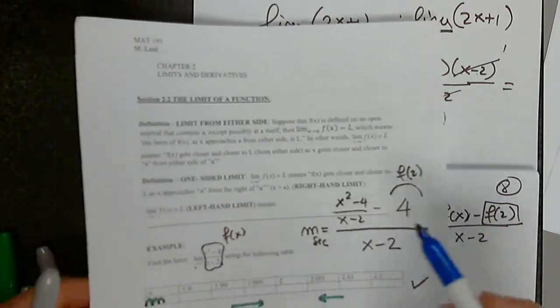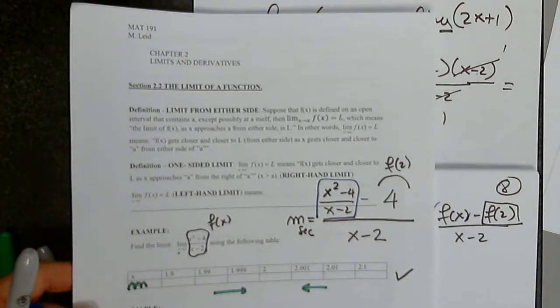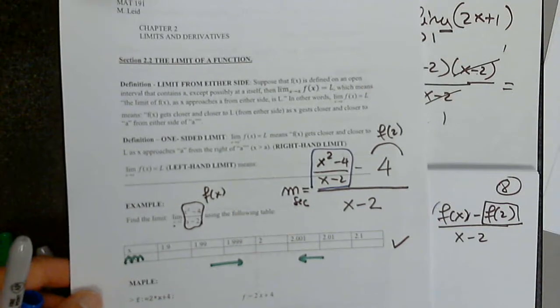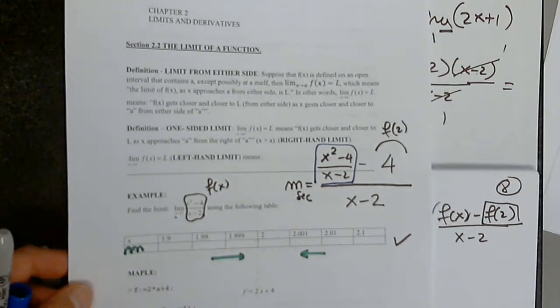So this is f of x, which is this quantity. And this is 4, which is this quantity. And then I copy x and 2. Everything revolves around finding the slope of a line so far.